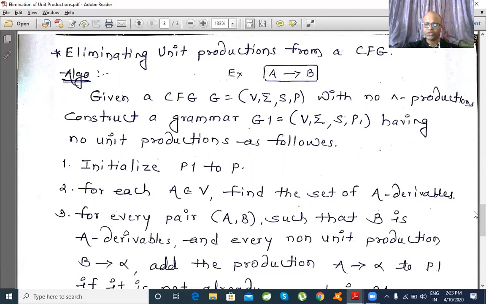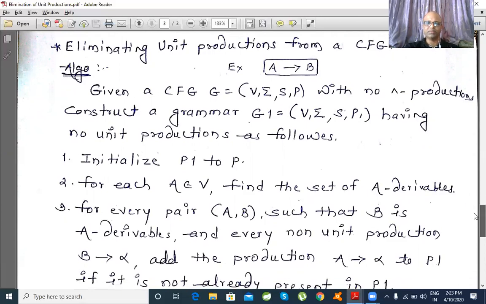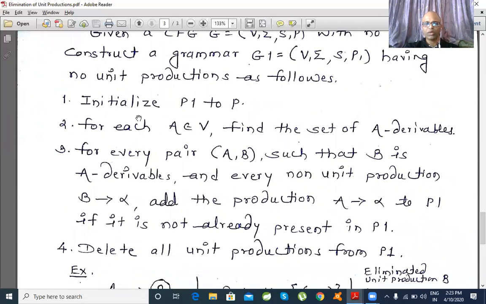So what are the procedures here? The procedure is really simple. Step number 1 is to initialize your P1, which is the set of production rules free of unit productions. It has to be initialized with this P, whatever productions have been given which are free of null. That is important. Now condition number 2 is for each A belonging to V. V is considered as the finite set of non-terminals which are available inside your context-free grammar.